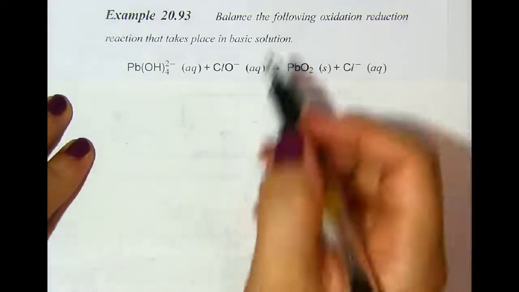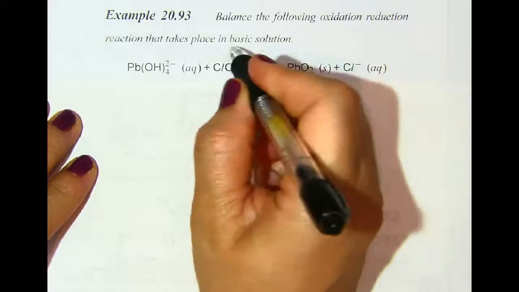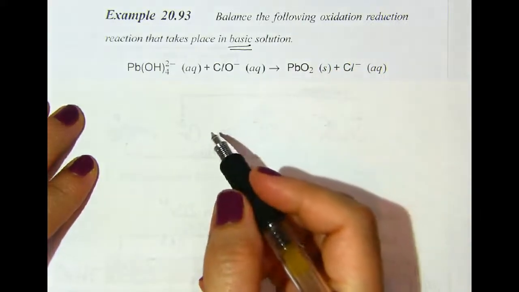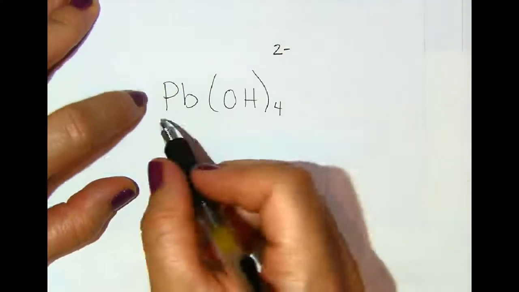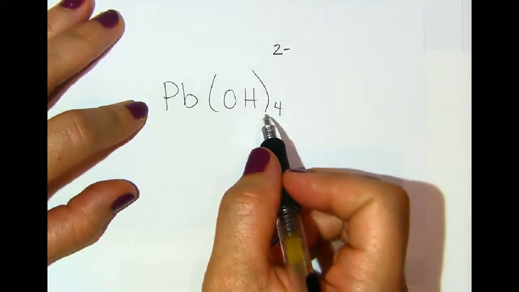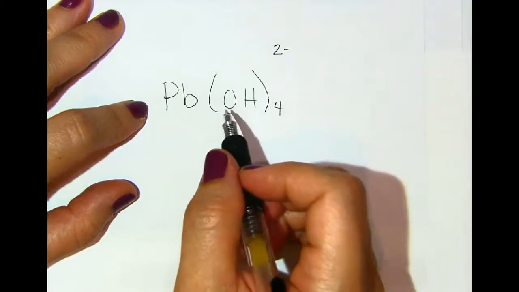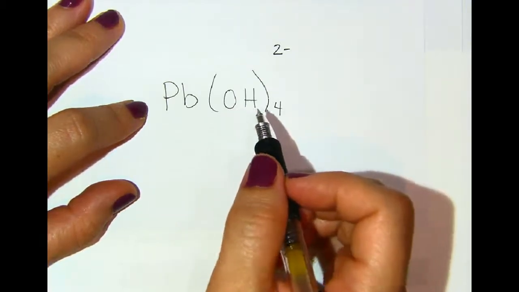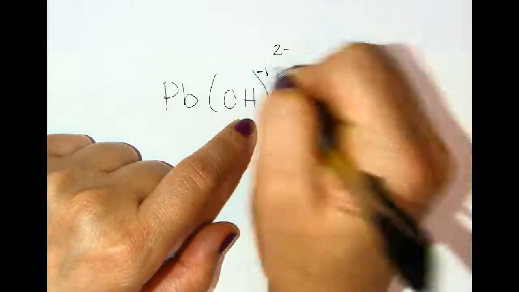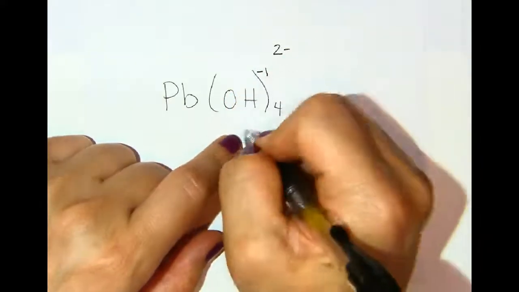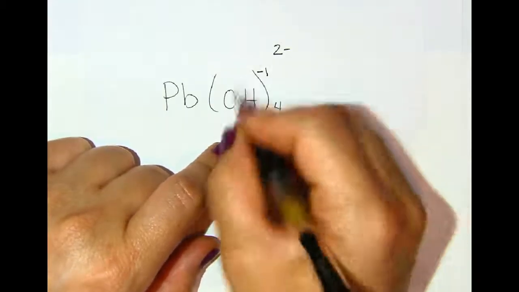Example 20.93: balance the following oxidation-reduction reaction that takes place in basic solution, which is going to come with a couple of extra steps from what we did a few moments ago. Let's start by assigning the oxidation states to this lead(IV) hydroxide. The chances are not likely that the oxygen and the hydrogen change charges on the left and the right side. So what I want to look at is the fact that hydroxide is an overall -1, and I have 4 hydroxides, which gives me an overall -4 charge here.